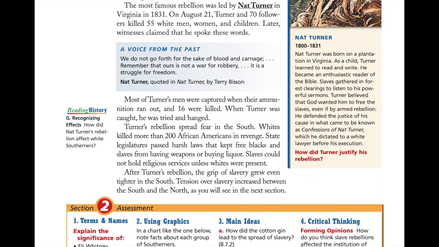Most of Turner's men were captured when their ammunition ran out, and 16 were killed. When Turner was caught, he was tried and hanged. Turner's rebellion spread fear in the South. Whites killed more than 200 African Americans in revenge. State legislatures passed harsh laws that kept free blacks and slaves from having weapons or buying liquor. Slaves could not hold religious services unless whites were present. After Turner's rebellion, the grip of slavery grew even tighter in the South. Tension over slavery increased between the South and the North, as you will see in the next section.